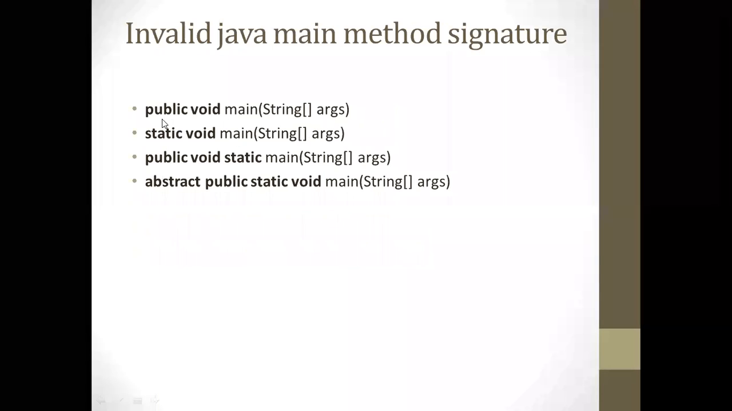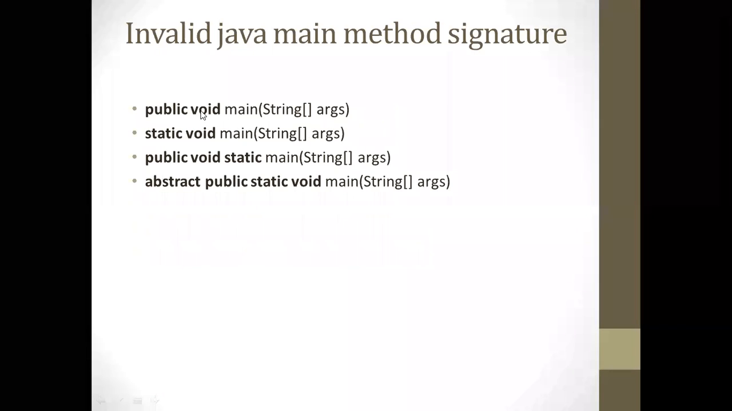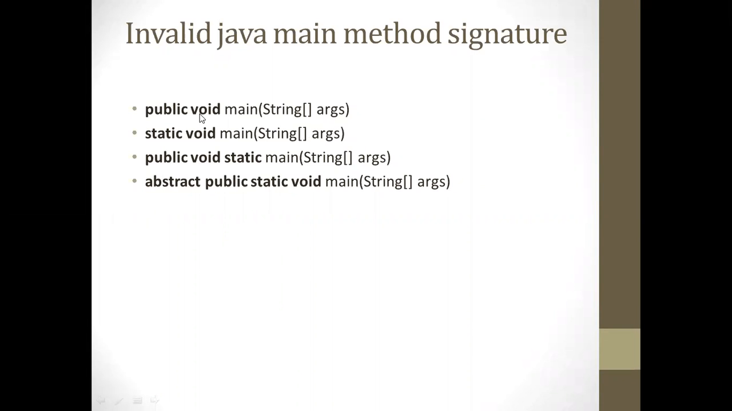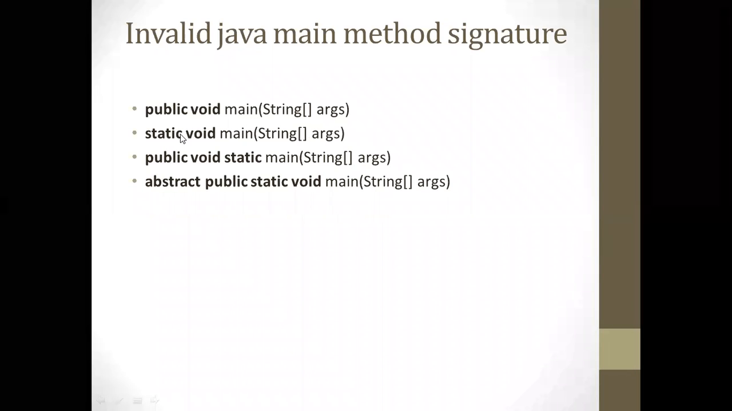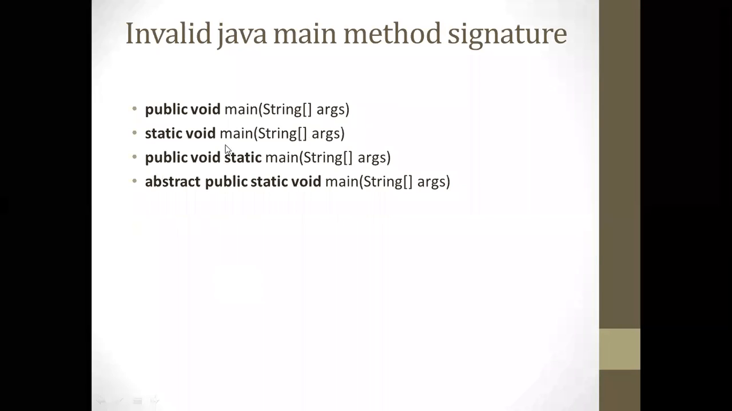Like you cannot use public void main. You have to use static with that. Why so? Because if you don't use the static keyword, it will ask you for an object of this particular main class. Okay, and you also have to mention the public access specifier with this. So this form is also not a valid signature because you have to show your class publicly. Fine.